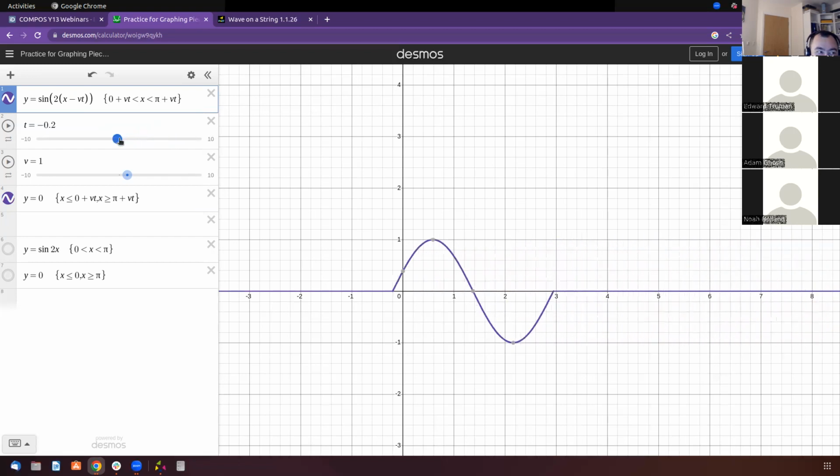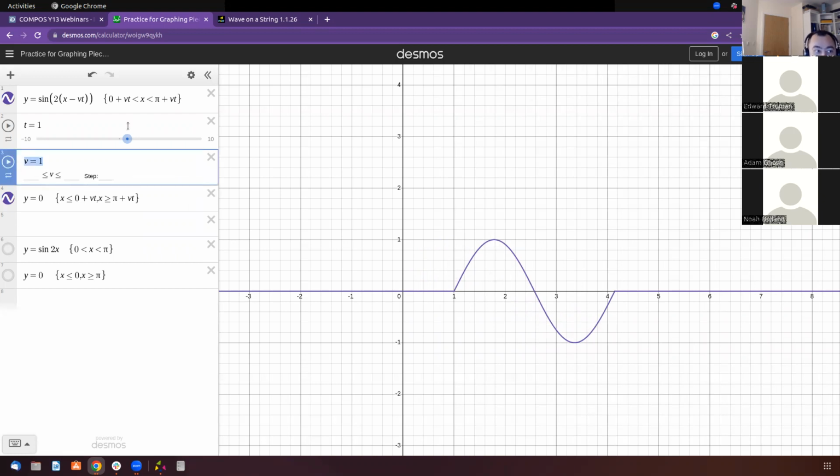Okay. So when t is 0, the wave is here. When t is 1, you can see the wave has traveled 1 meter because it's traveling at 1 meter per second because v is 1. When t is 2, it has traveled 2 meters, etc. So this is the meaning of this wave function. Okay.